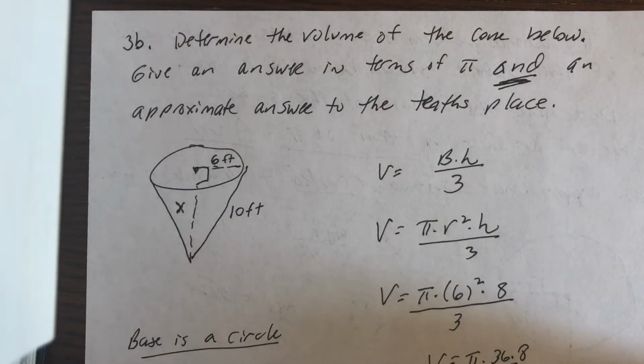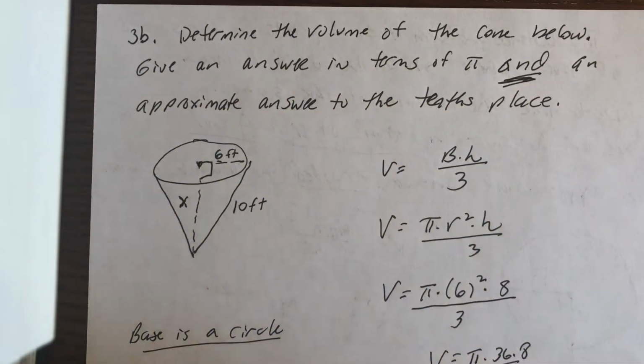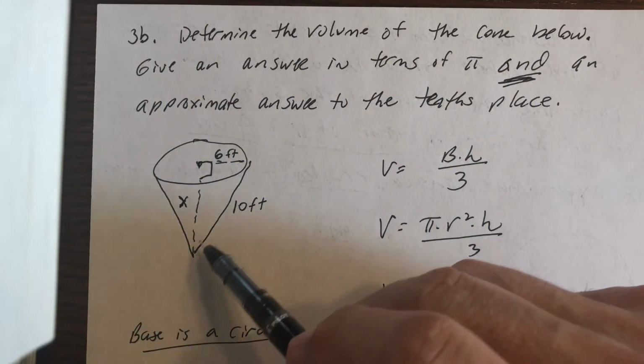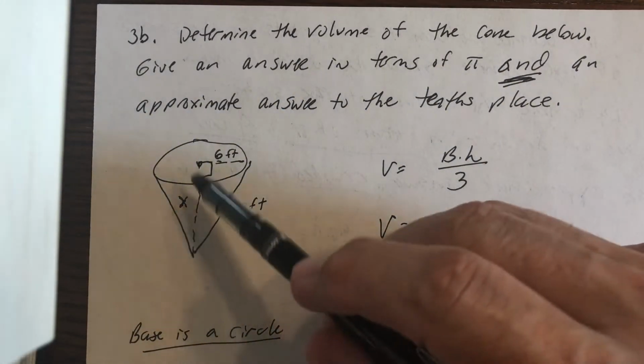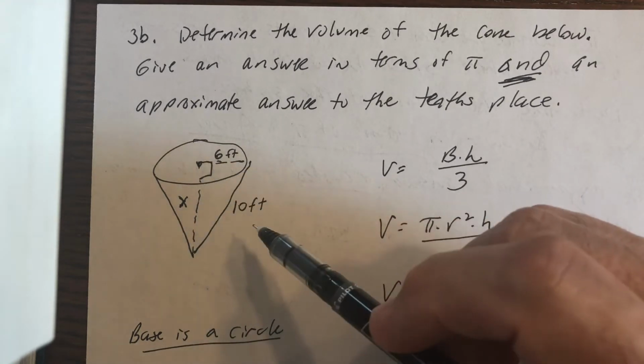Mine says, determine the volume of the cone below. Give an answer in terms of pi and an approximate answer to the tenths place. So you see my cone there, right? And I have this distance along here is 10. This is my height, it's x, and this radius is 6, and that's my right angle.